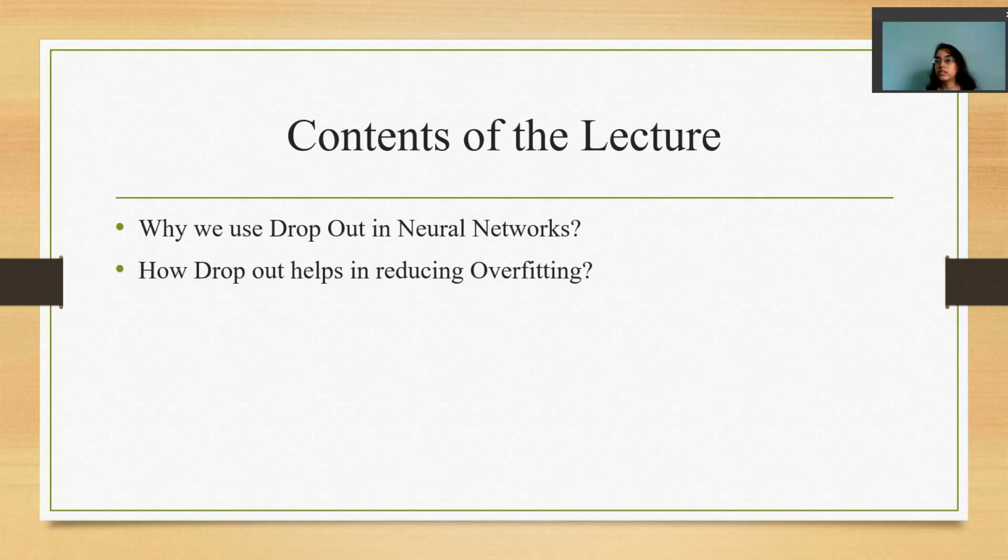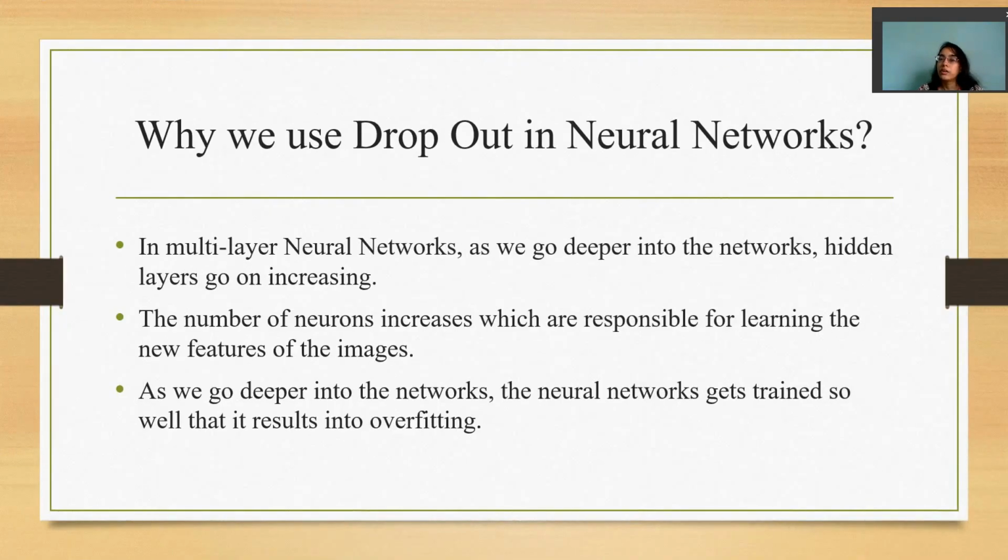So let's start with the first part, that is why we use dropout in neural networks. Now I've already told you in my previous lecture that when we are using multi-layer neural networks, there can be a large number of hidden layers. There can be 2, 3, or there can also be 1,000 hidden layers.